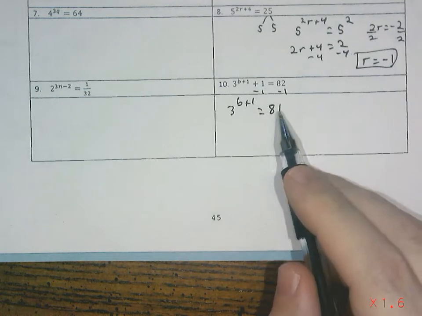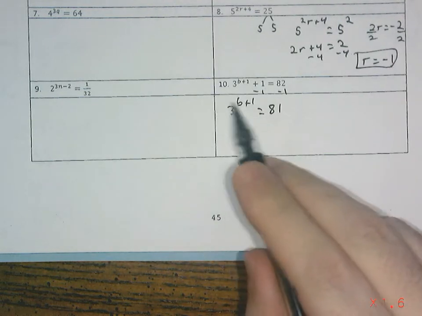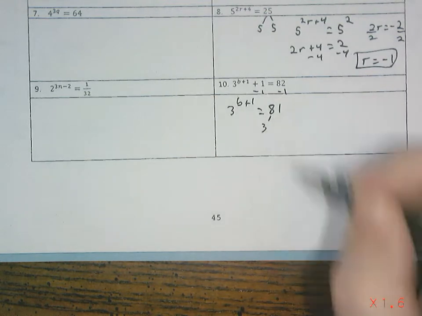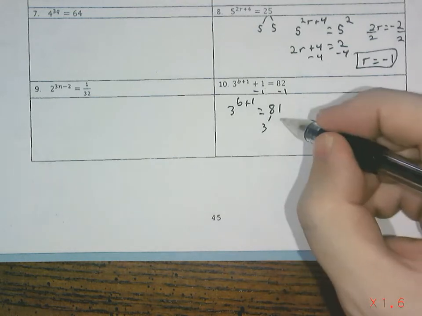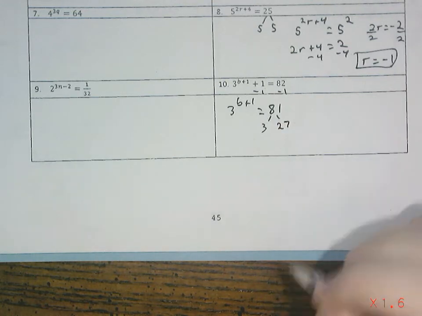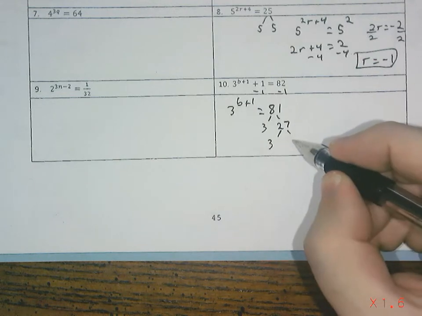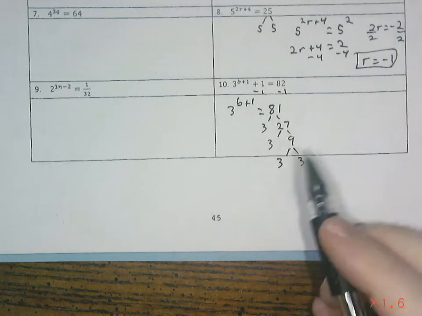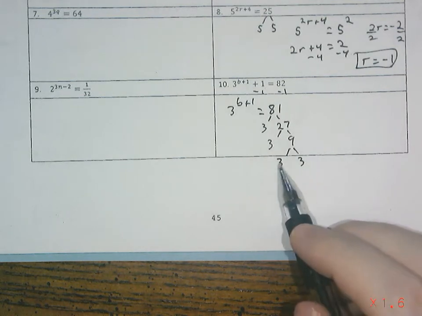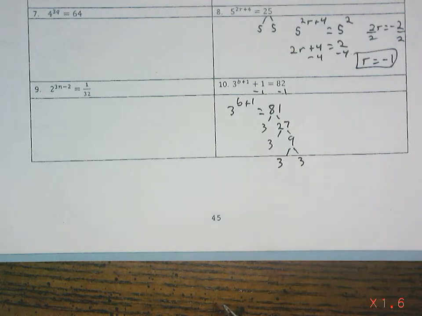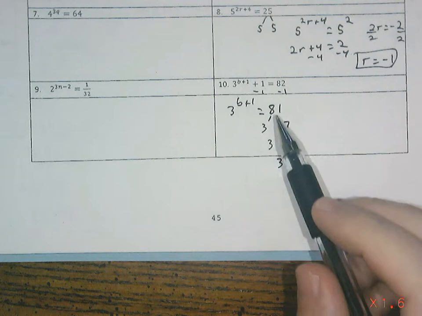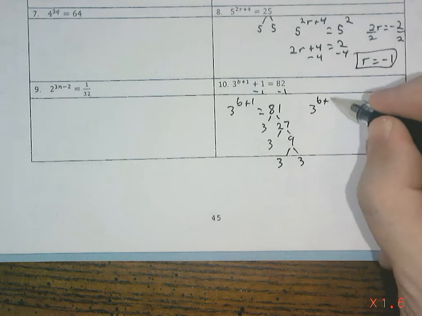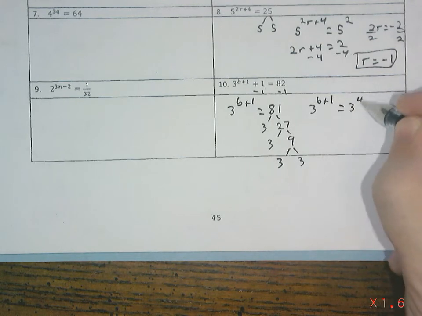Now I can kind of see what base I'm trying to get to, right? Trying to get to a base of 3. So I'm going to divide 81 by 3 to see how many times 3 goes into 81. So divide 81 by 3, you get 27. Not quite there, right? So divide it by 3 again, gets you 9. Still not there. Divide by 3 again, gets me 3. So 3 is going to go into 81 1, 2, 3, 4 times. So I can rewrite 81 as 3 to the 4th power. So that's going to give me 3 to the b plus 1 is equal to 3 to the 4th power.